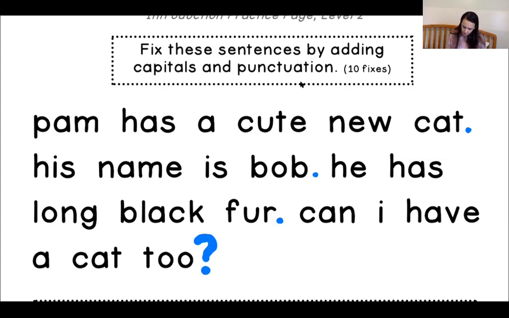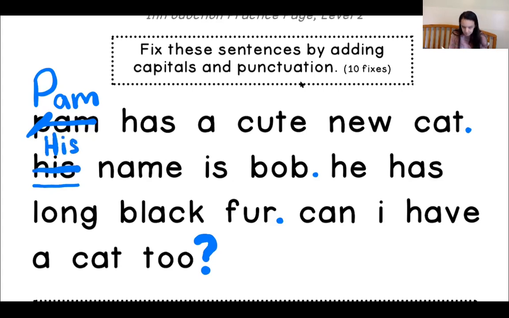Here we go. Pam has a cute new cat. Well, Pam is the beginning. So Pam right here is the beginning of the sentence, but it's also a name. So it's going to have a capital P. P-A-M, like that, Pam. Pam has a cute new cat. His name is Bob. Oh, here's my first word of the sentence. So the first letter needs to be capitalized. I'm just going to write it above, like so, okay?